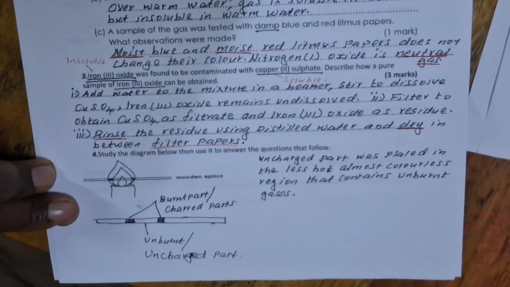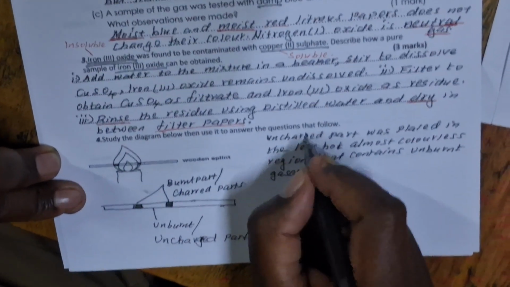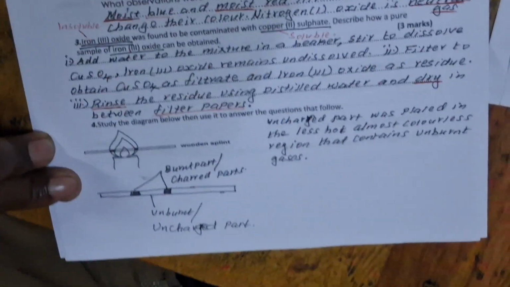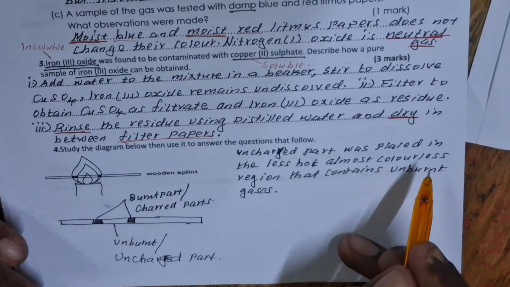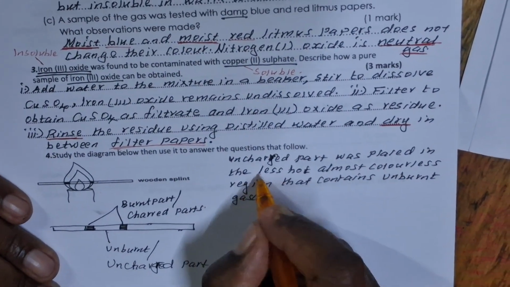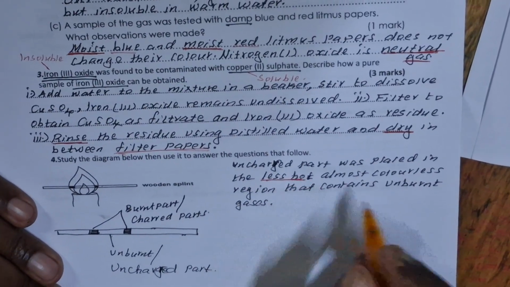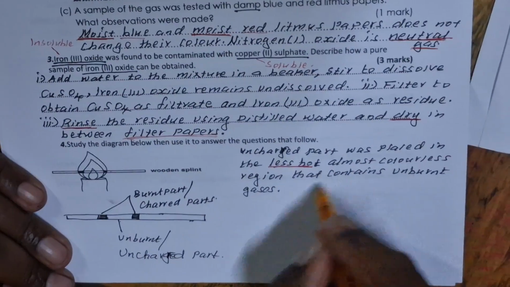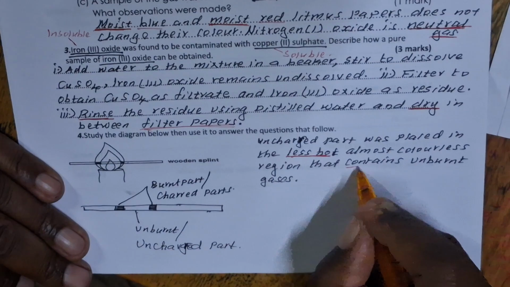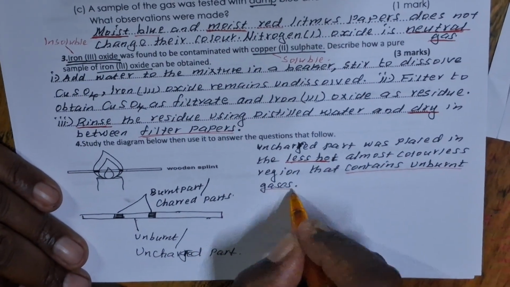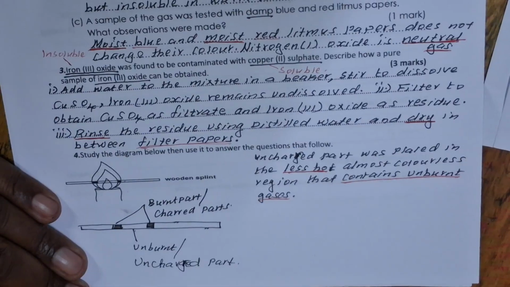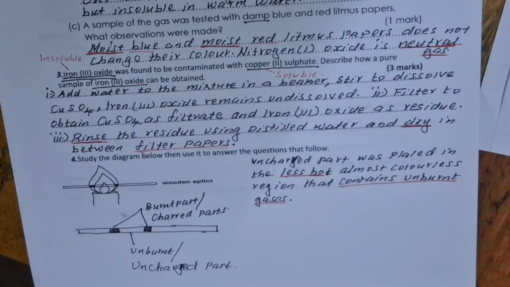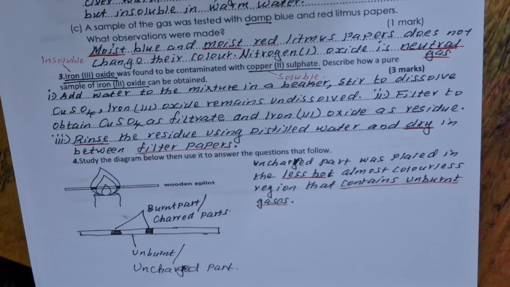Okay, so uncharred part was placed in less hot. Why is it less hot? Because it is the almost colorless region that contains unburnt gases. So it is less hot because the flame is less hot because it contains unburnt gases.